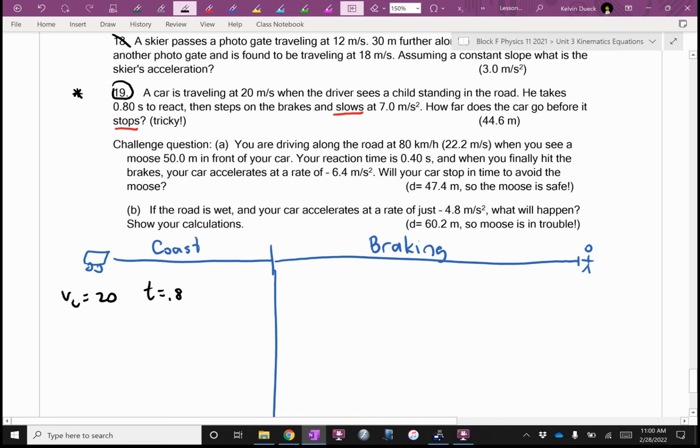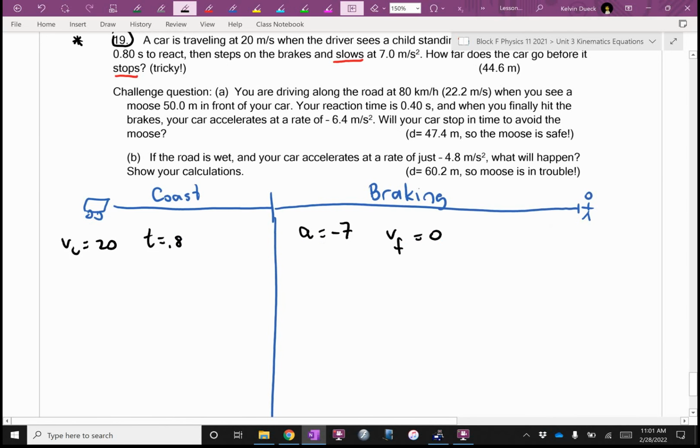Slows at 8 meters per second squared. That's an acceleration. Why would this be wrong? Yeah, I have to insert a negative here. Okay. How far does the car go before it stops? It wants to know how far.